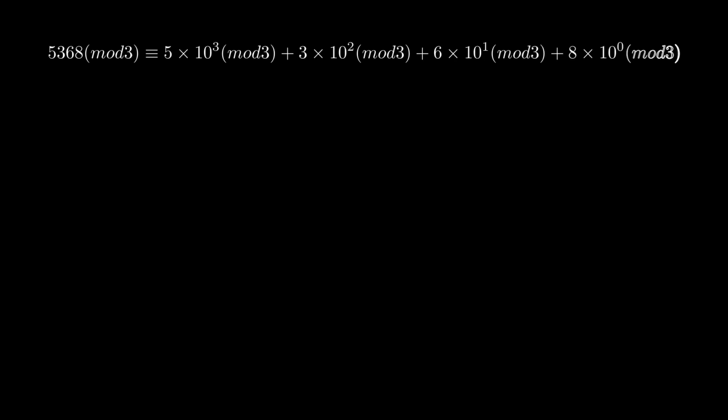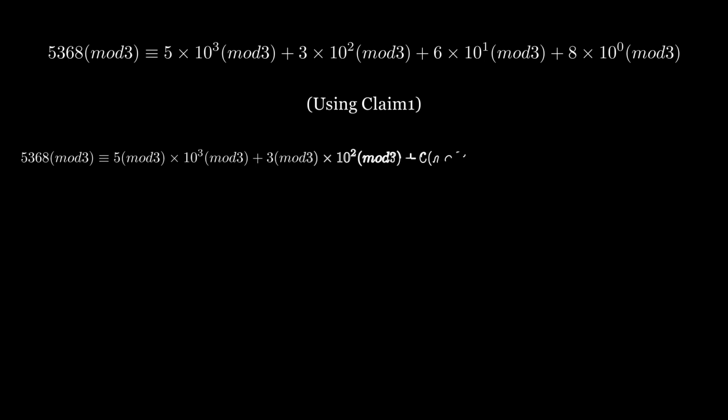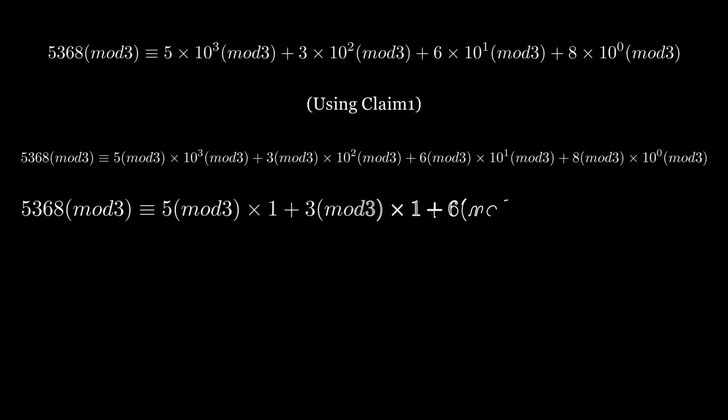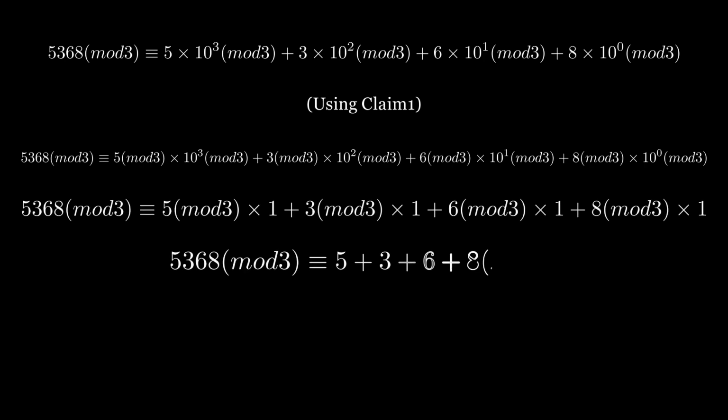Let us look at an example for mod 3. 5368 can be written as such after decimal expansion. Taking mod 3 on both sides and using claim 1 on the right hand side, we get the following. Now using claim 2, we get this lengthy congruence. Now by observation, we can see that 1000, 100, 10 and 1 are all congruent to 1 mod 3. Thus we can see that the sum of digits is congruent to the number mod 3.